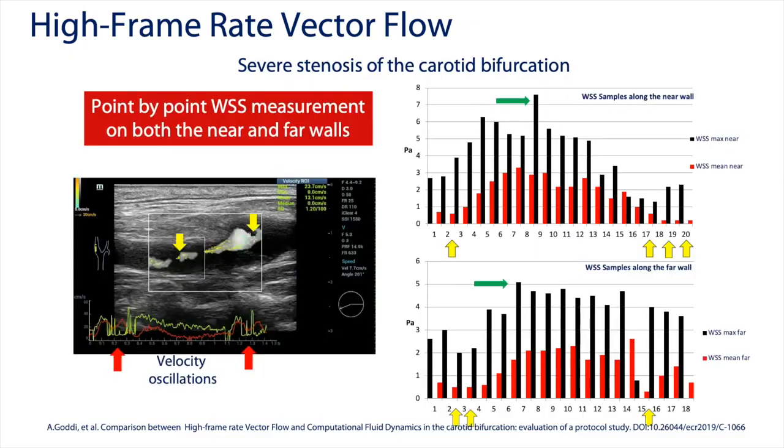In this clinical case, the maximum shear stress values at the level of the stenosis are inside the range of variability, around 5-7 Pascal, as highlighted by the green arrows. Nonetheless, abnormal values of low mean shear stress were detected at the edge of the plaque, as highlighted by the yellow arrows. The velocity oscillations are depicted by the velocity curves indicated by the red arrows.